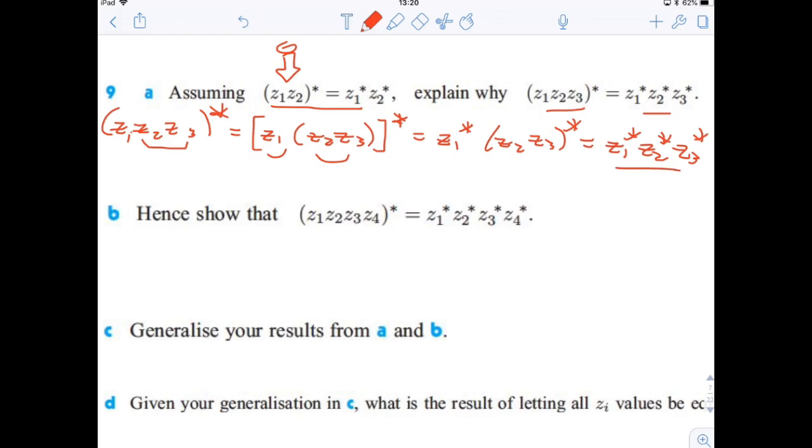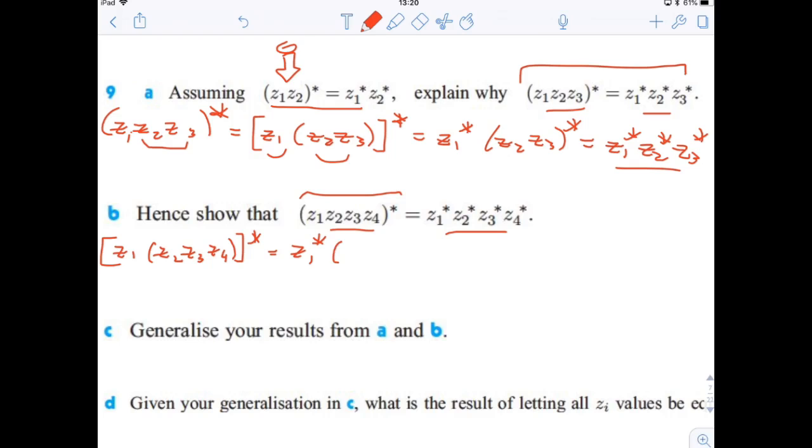Okay? B. Hence show that, and now we have four complex numbers multiplied times each other. Now we know that this is true, so we just need to repeat the same thing over again. Let's start with the left side and break that down into z1, one complex number, times a second complex number, which is the product z2 z3 z4, conjugate. So that is equal to z1 conjugate times z2 z3 z4 conjugate.